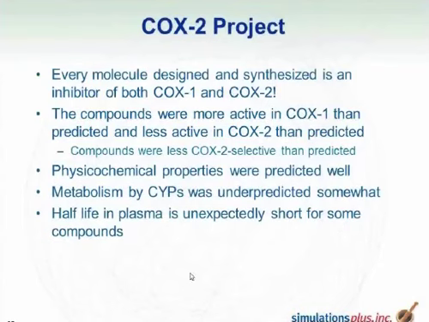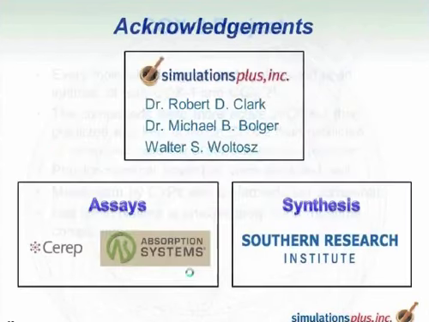So then on this final slide, I just want to summarize the project. Every molecule that was designed and synthesized is an inhibitor of both COX-1 and COX-2. And I think this is an excellent starting point for additional optimization of the compounds. And I think we can tune these compounds to have various selectivities. So very positive about the results.